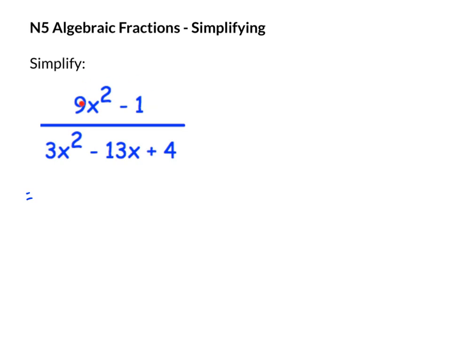I've got 9x squared. I've got a 1. Right, well, 1, that's a nice easy square number. This is 3x times 3x. It's 3x and all of that squared. So this is the difference of two squares. So I can write this as a 3x plus 1 and a 3x minus 1 all over.